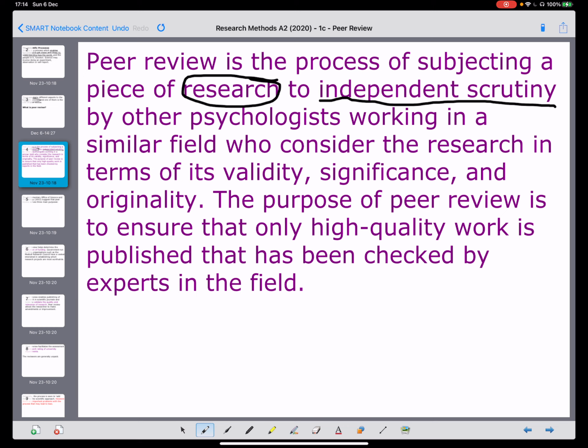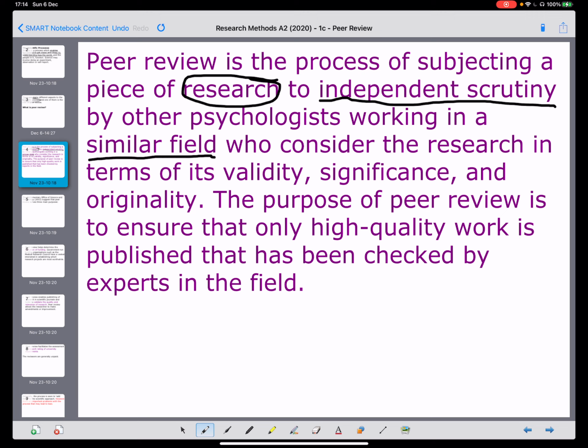In other words, independent, so it can't be related to the work that I'm doing. And scrutiny is looking at it, being critical of it, trying to understand it, trying to look at it from other people's perspectives. And so, of course, this particular independent scrutiny, it says, comes from other psychologists working in similar fields.